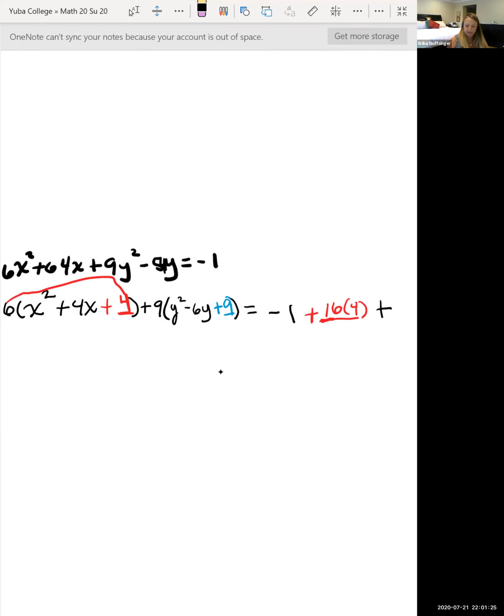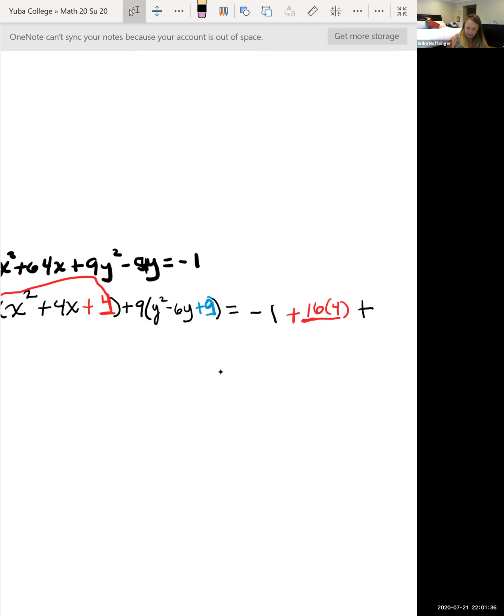But technically, we didn't just add 9 on this side. We added 9 times 9 on this side because of the 9 outside of the parentheses there. So we have 9 times 9 here.